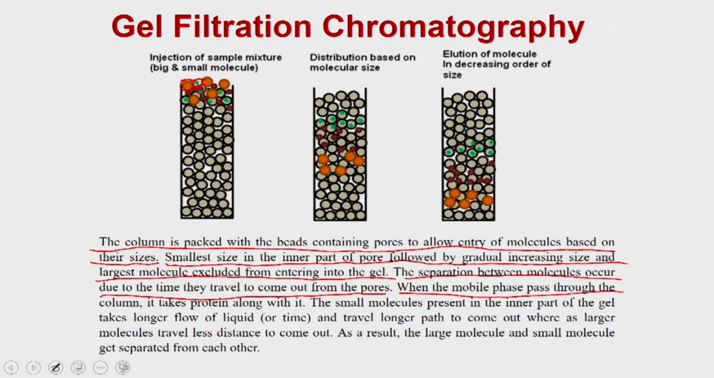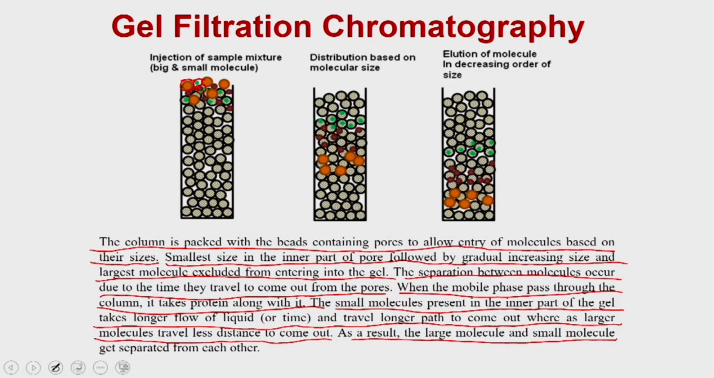When the mobile phase passes through the column, it takes the protein along with it. The smaller molecule present in the inner part of the gel takes a longer time and travels a longer path to come out, whereas the larger molecule travels less distance to come out. As a result, the large molecule and the small molecule get separated from each other.